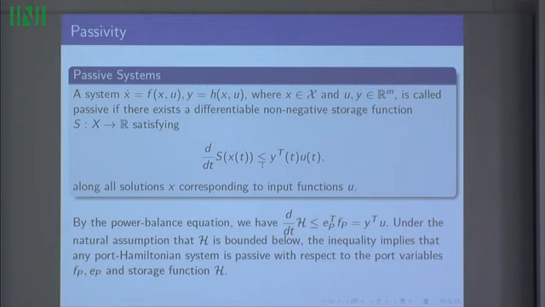So if you remember the power balance equation from the Port-Hamiltonian systems, we had that the time derivative of the Hamiltonian is less than or equal to the power coming from the input and output, the external port. So if we assume that the Hamiltonian is bounded below, which we usually think is a natural assumption, that energy wouldn't go to minus infinity, then any Port-Hamiltonian system is passive with respect to the external port variables and the storage function Hamiltonian.